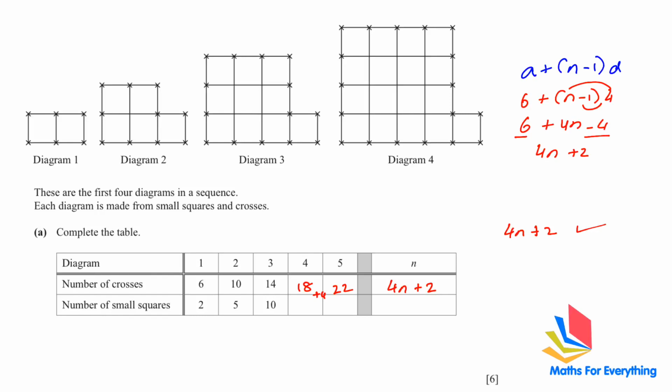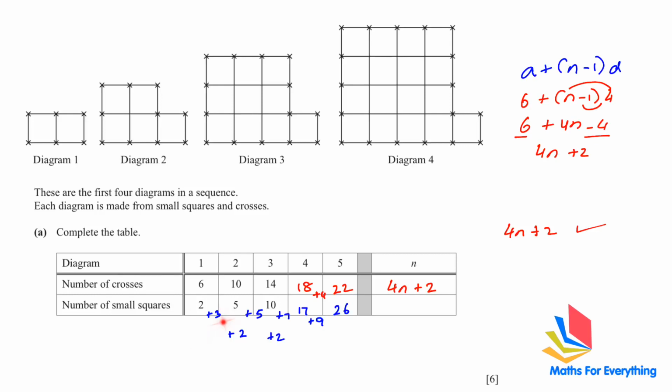Now next one, let's see the difference. 2 plus 3 is 5. 5 plus 5 is 10. So every time we are adding 2. Now we are going to add 5 plus 2 is 7. So now we will add 7 to 10. 10 plus 7, 17. And now we will add 9. So we are adding 2 to our difference. 17 plus 9, 26.